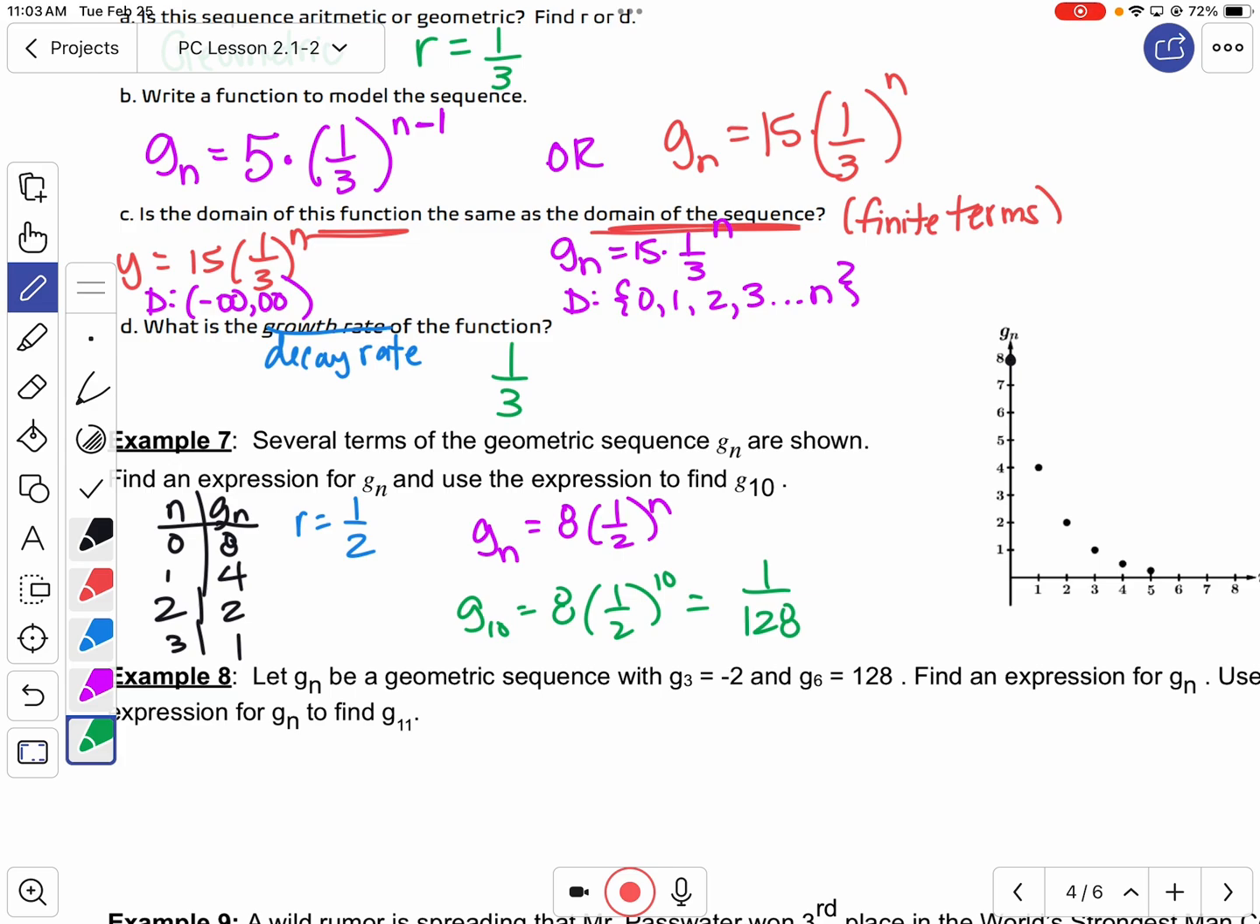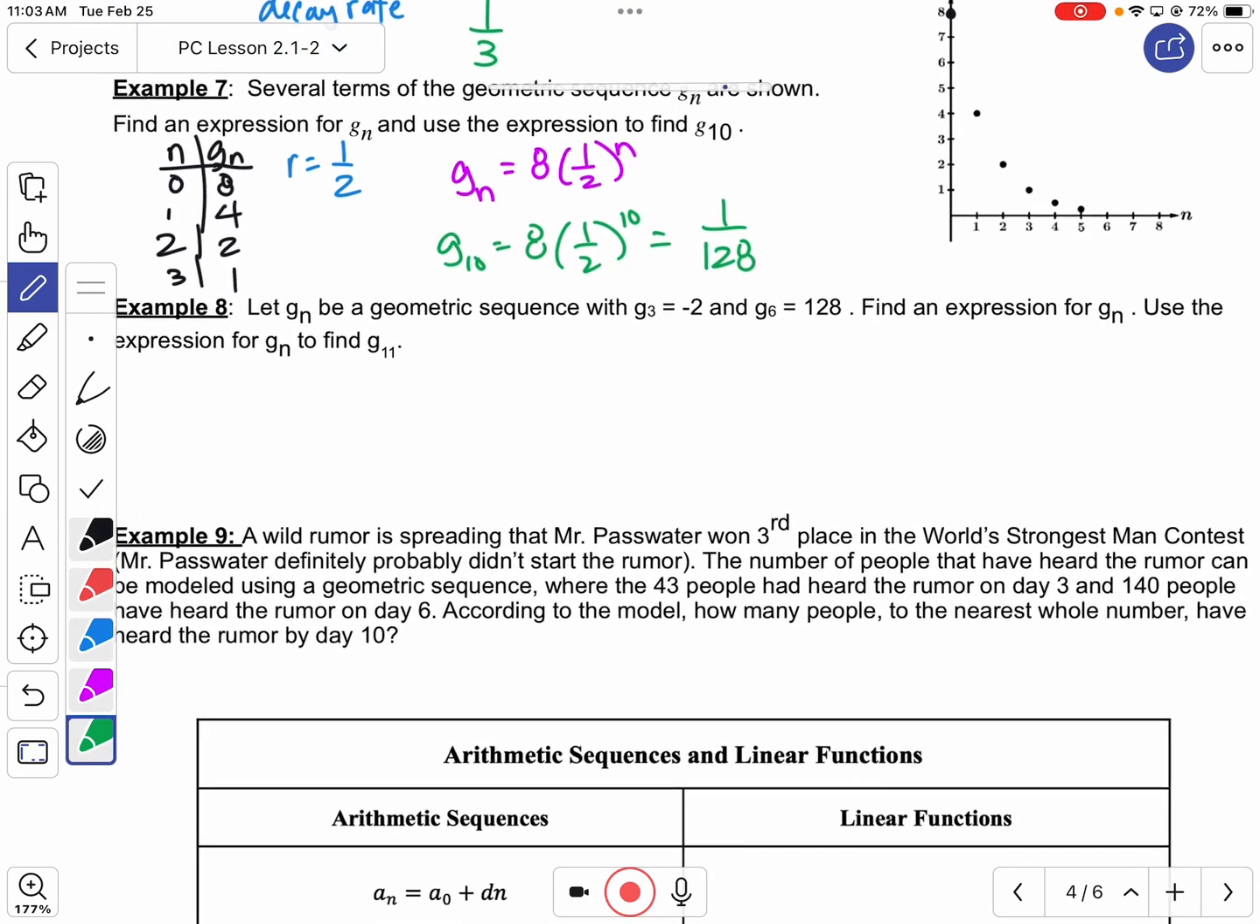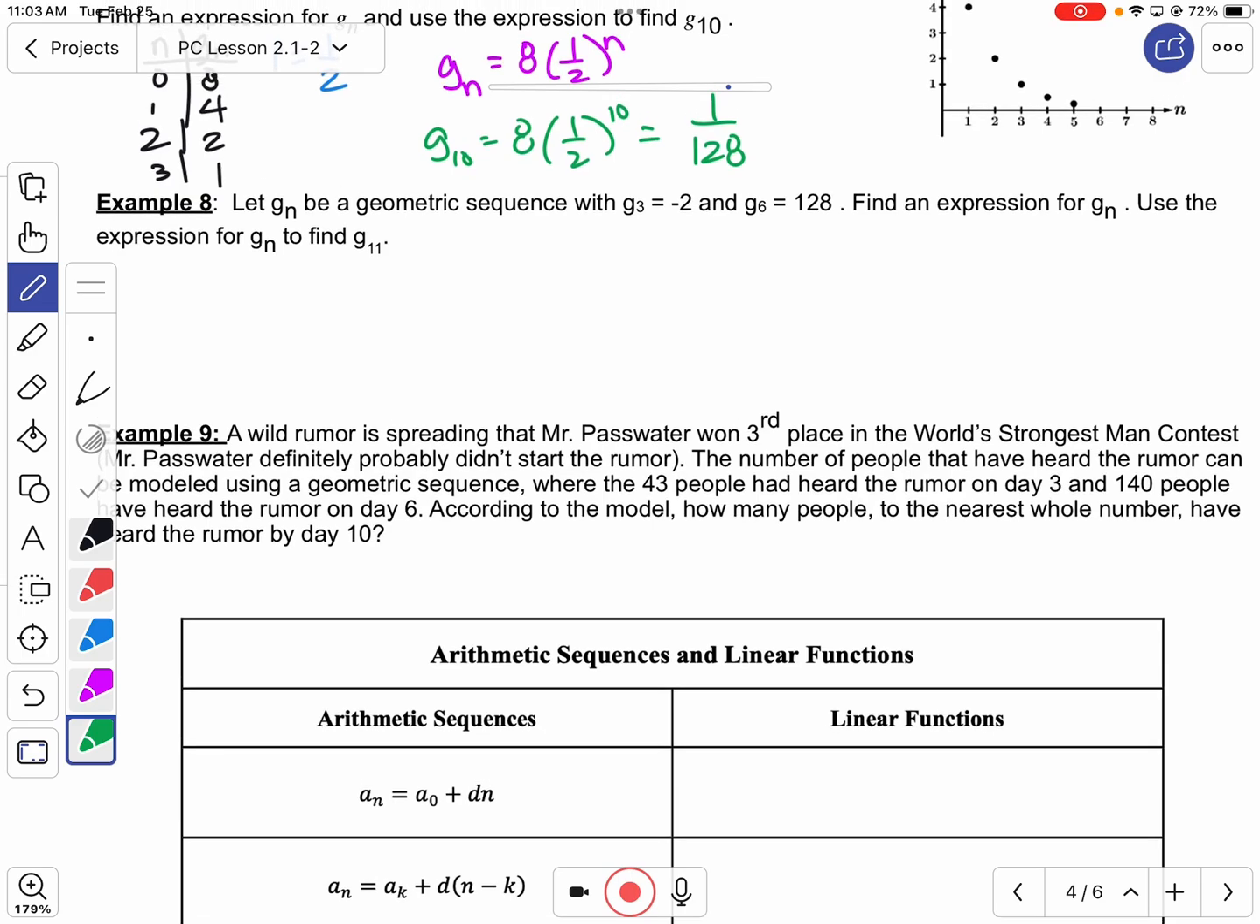Now, let's talk about 8. 8's where it gets interesting. 8 and 9, because things just aren't quite as straightforward. This isn't like a linear function where I can just do slope. This is exponential, so it's a little bit different. It says let G sub n be a geometric sequence with G of 3 equal to -2 and G at 6 equal to 128. What do I need to find? Because I've got some values here, but what do I not know to be able to write the equation? I don't know the 0 term, and I don't know R. So we've got to find R.